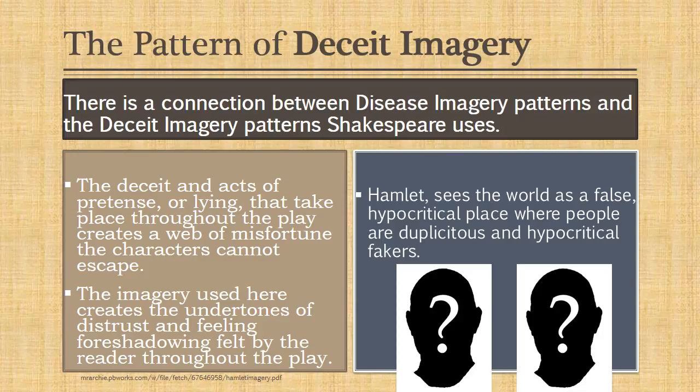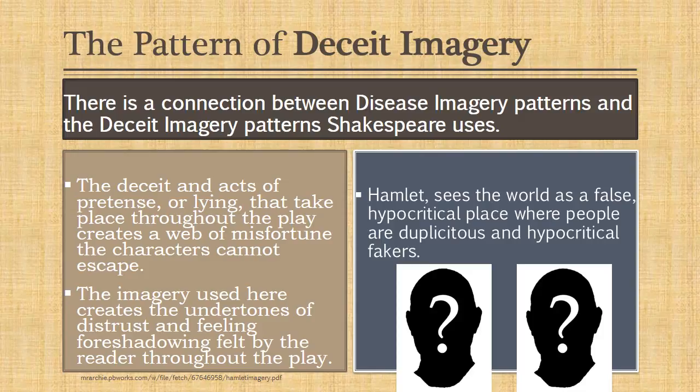throughout the play. An example of this is when Hamlet, after his father dies, even more so after he finds out about the murder, begins to see the world as a false, hypocritical place where people are duplicitous and hypocritical fakers. He even thinks this about Ophelia, even though she is in fact one of the more honest characters in the play. Throughout the rest of the play, Shakespeare has other characters also express an awareness of the world as a place where a lot of false acting goes on.